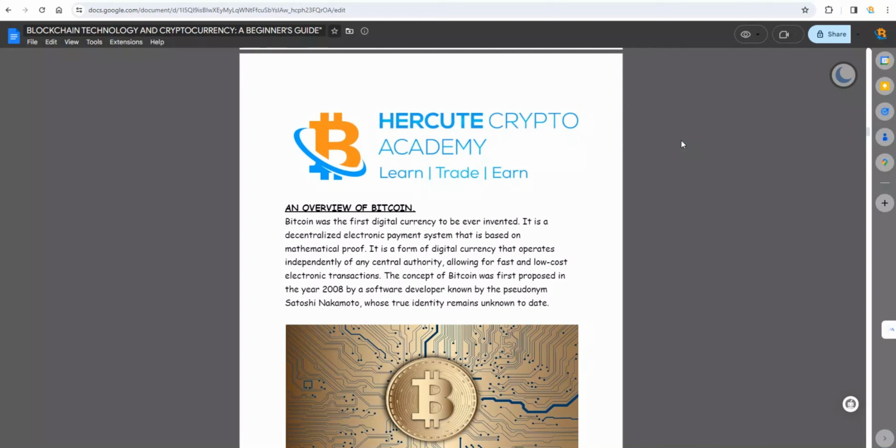Okay, so Bitcoin, we are going to use it just as an example because most other cryptocurrencies will try to emulate the features that come with Bitcoin. So just take it as an example of the many other cryptocurrencies that we are not going to look at, but in one way or another we are going to interact with them in different scenarios and cases. So Bitcoin was the first digital currency to ever be invented, and it is a decentralized electronic payment system. We talked about decentralization yesterday. It is based on mathematical proof. It is a form of digital currency that operates independently of any authority, allowing for fast and low-cost electronic transactions.